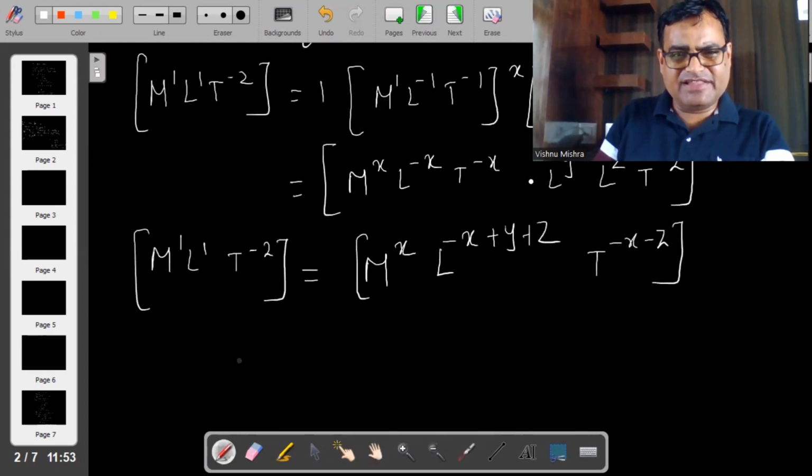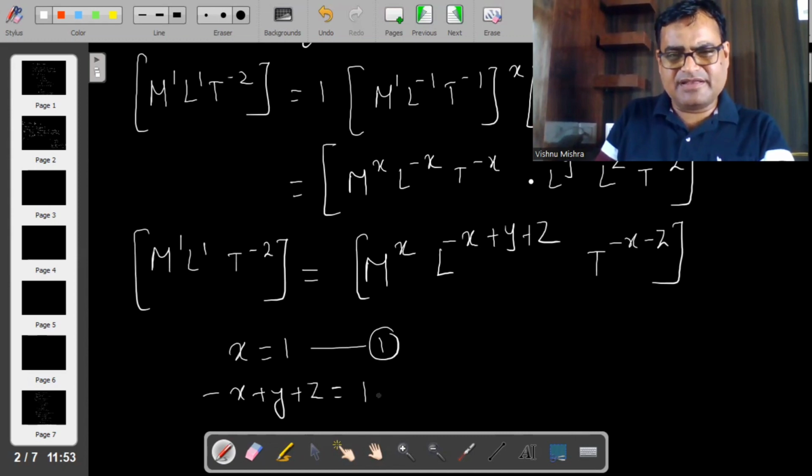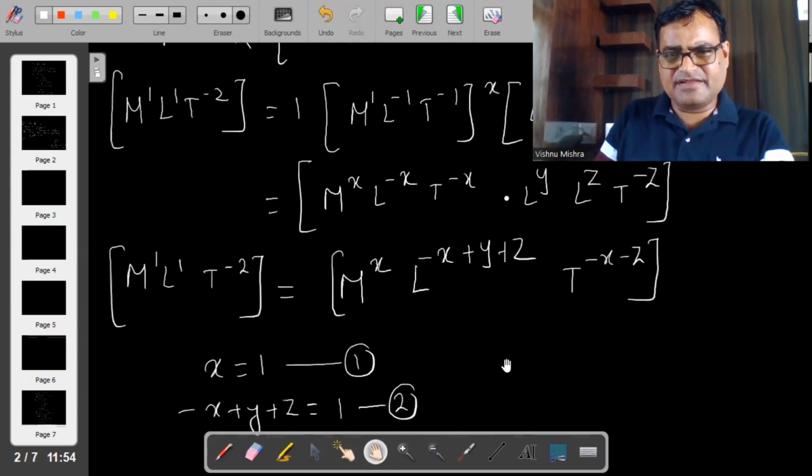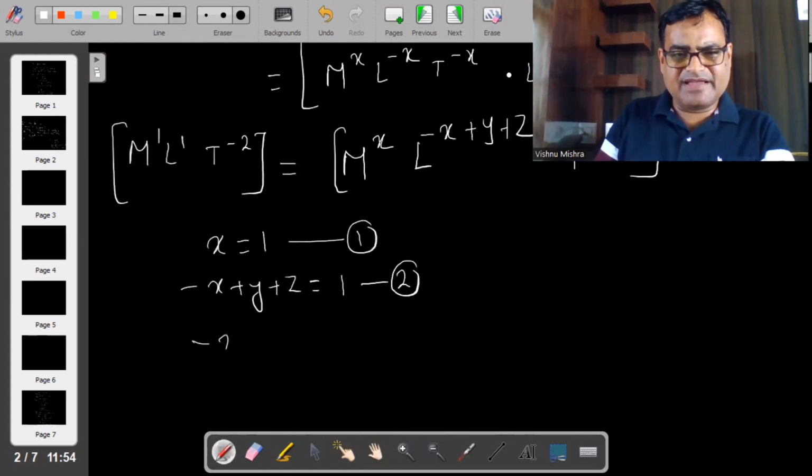If you equate M with M, you get x equal to 1, the first equation. L with L gives minus x plus y plus z equal to 1. And T with T gives minus x minus z equal to minus 2. This is the third equation.